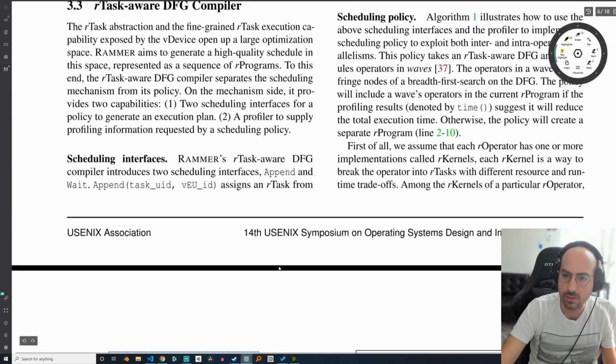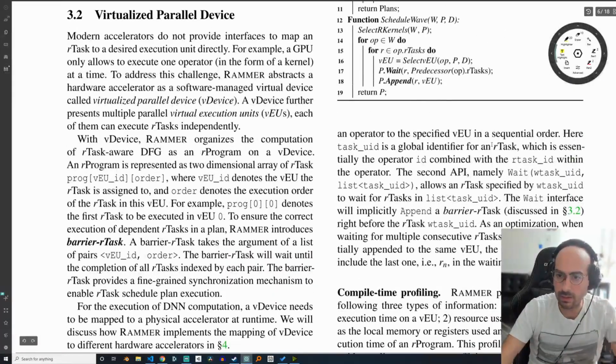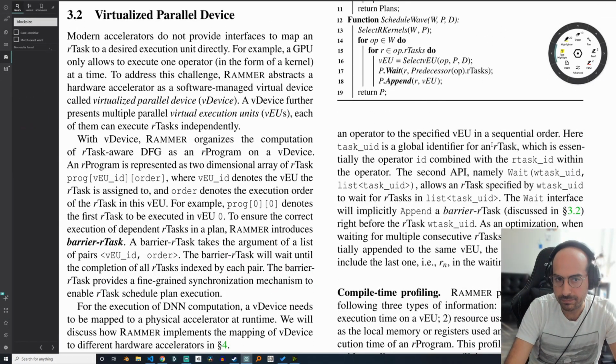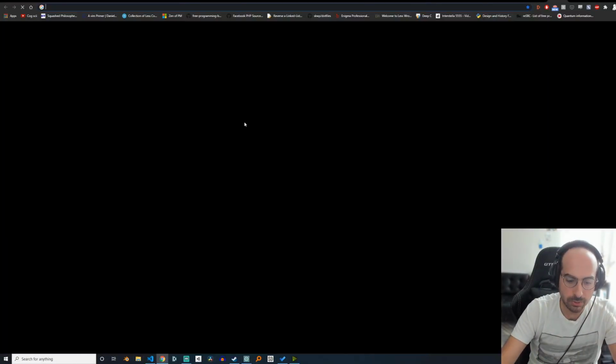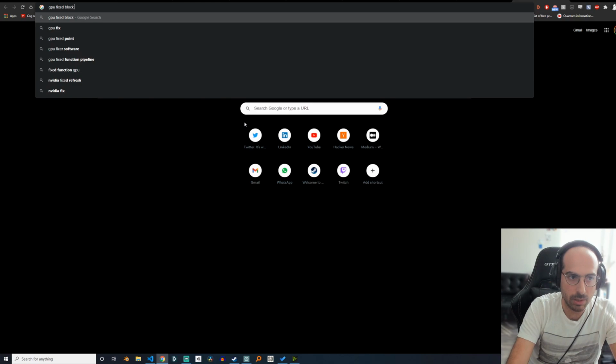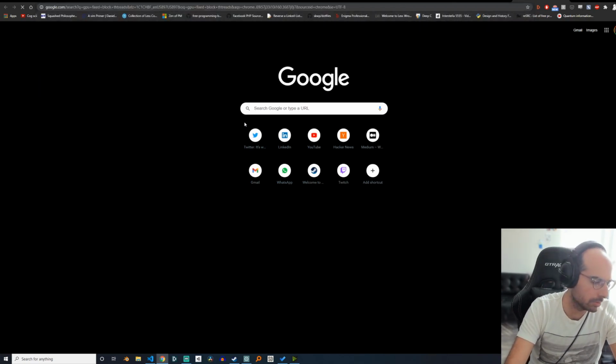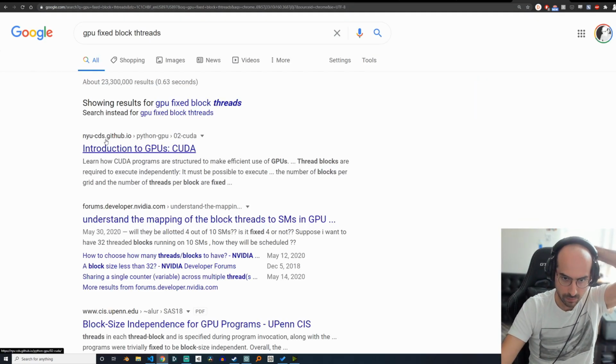Which is pretty interesting. And then I think the main thing they talk about here is the block. Let me just Google this, GPU fixed block size. I think I may have Googled this earlier as well.